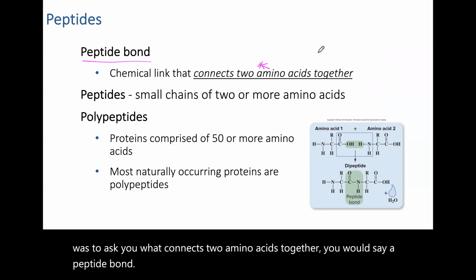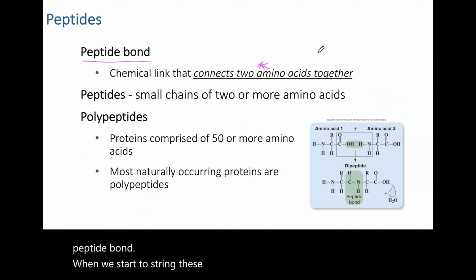When we start to string these together, we could have a dipeptide, tripeptides, polypeptides. Dipeptide, two amino acids strung together. Tripeptide, 3 amino acids strung together.